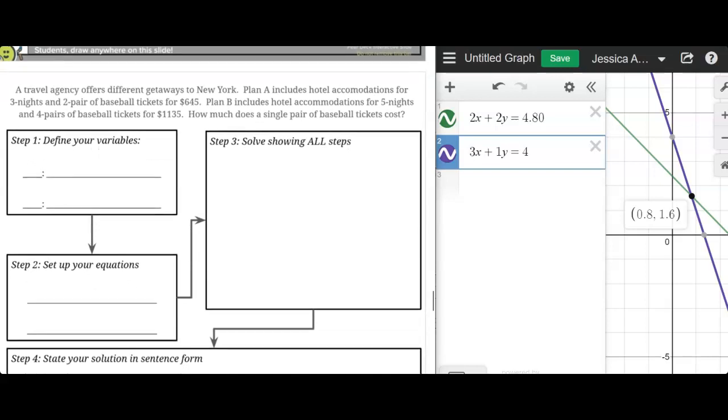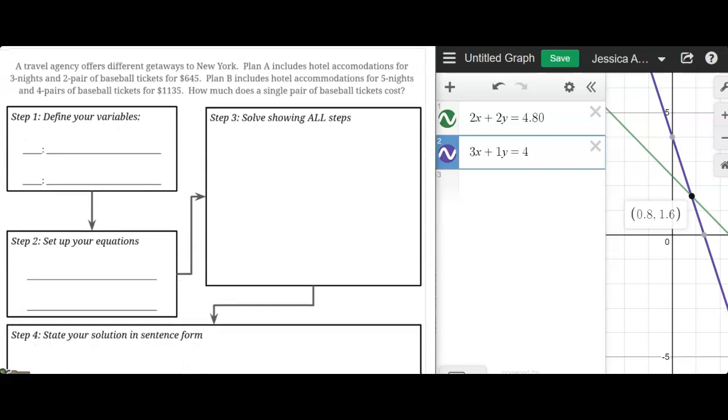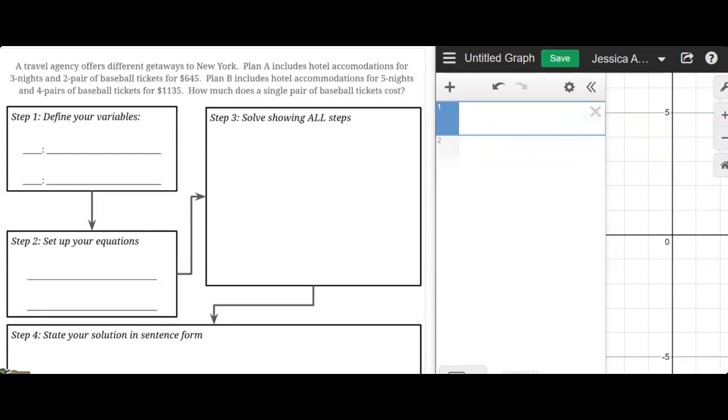Let's do one more like this. A travel agency offers different getaways to New York. Plan A includes hotel accommodations for 3 nights and 2 pairs of baseball tickets for $645. Plan B includes hotel accommodations for 5 nights and 4 pairs of baseball tickets for $1,135. How much does a single pair of baseball tickets cost?